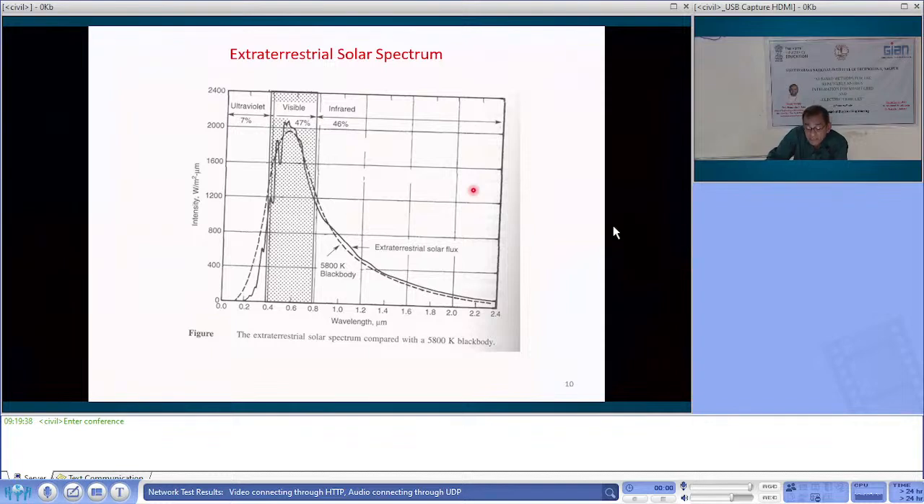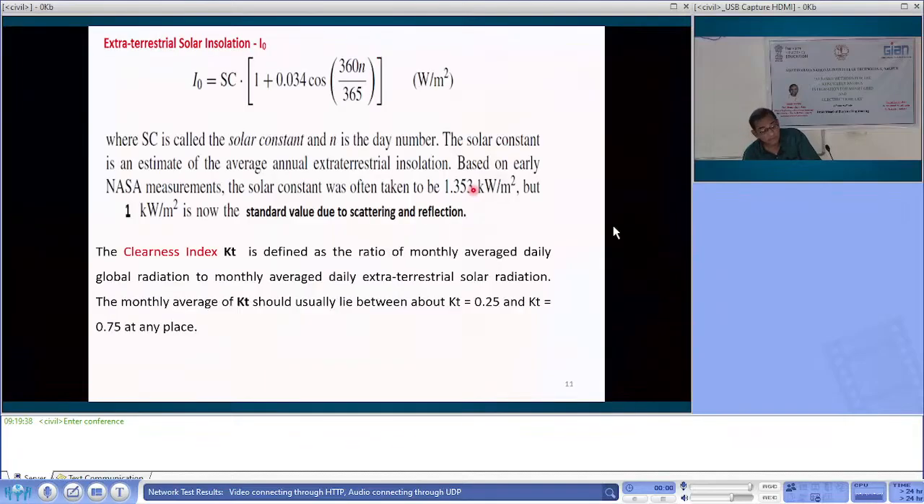Then the wavelength is shown on the x-axis versus the intensity, measured in watt per meter square micrometer. Earth is another black body at 15 degrees Celsius, in Kelvin 273 plus 15, that is 288. You have to calculate the extraterrestrial solar insolation, use this equation, develop a MATLAB code for it, and you will get the graph.